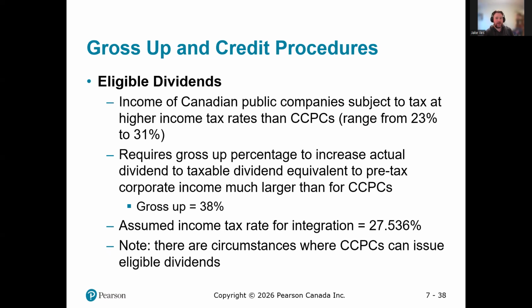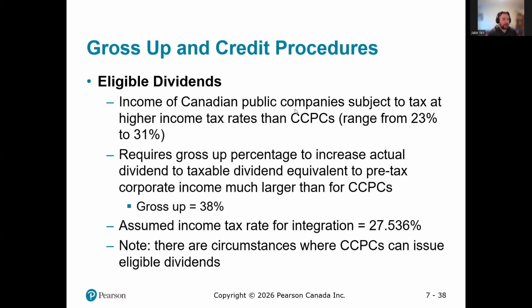Other than eligible, non-eligible dividends come from low income tax rate income. The tax term for it is literally a low rate income pool. So eligible is the general rate. This is the high rate corporations.